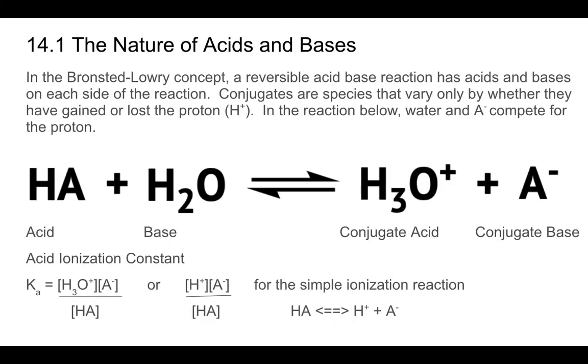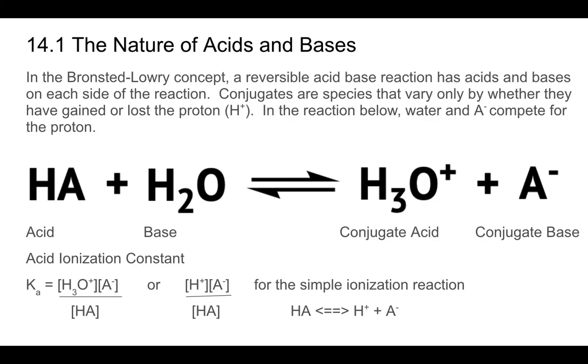In the Bronsted-Lowry concept, acid-base reactions are always looked at as reversible, and the conjugate species are the ones that vary by the loss or gain of a proton. So if we take a generic reaction, we'll call A any particular anion that could pair up with H plus and form an acid. HA, an acid, plus water, a base, makes H3O plus, the conjugate acid, and A minus, the conjugate base.